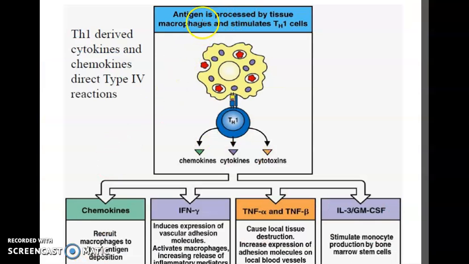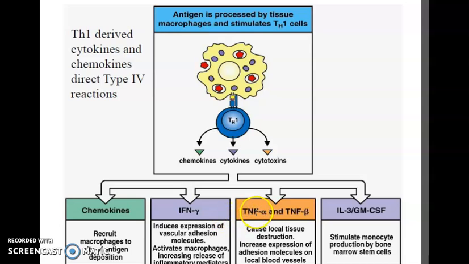The antigen is processed by tissue macrophages and stimulates Th1 cells. Then chemokines, cytokines and cytotoxins are formed. The chemokines recruit macrophages to the site of antigen deposition. Interferon induces expression of vascular adhesion molecules and activates macrophages, increasing the release of inflammatory mediators.